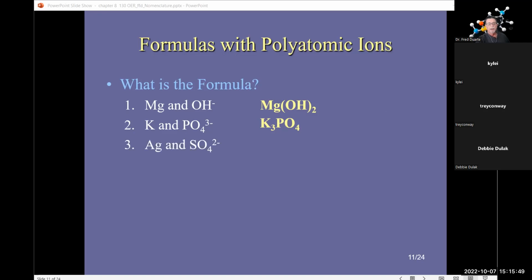Here we have the silver, and no parentheses as stated. Silver is part of the sweet 16, so it's got a +1, and we have the sulfate. Look at the polyatomic ion table, that is called sulfate. We need 2 silvers for every sulfate. So that becomes Ag subscript 2, SO4.